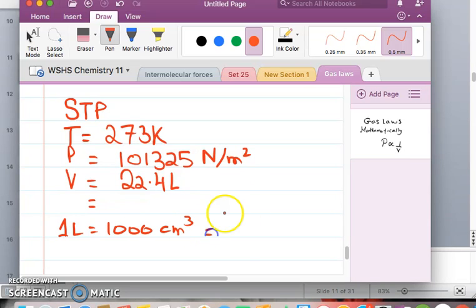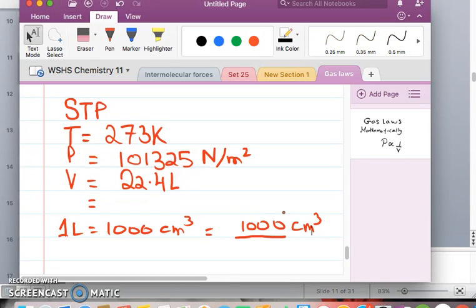So how much is that in meters? Someone please tell me. What do I divide or multiply this by? How do I convert a centimeter cube to a meter cube? No, you don't times it, you divide it. By what?